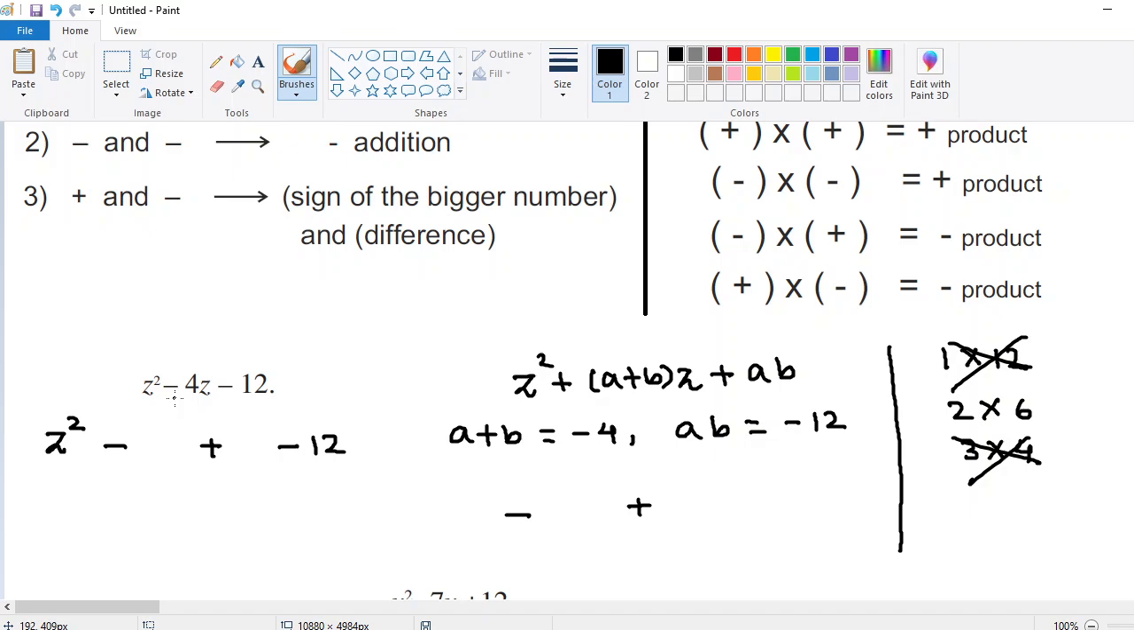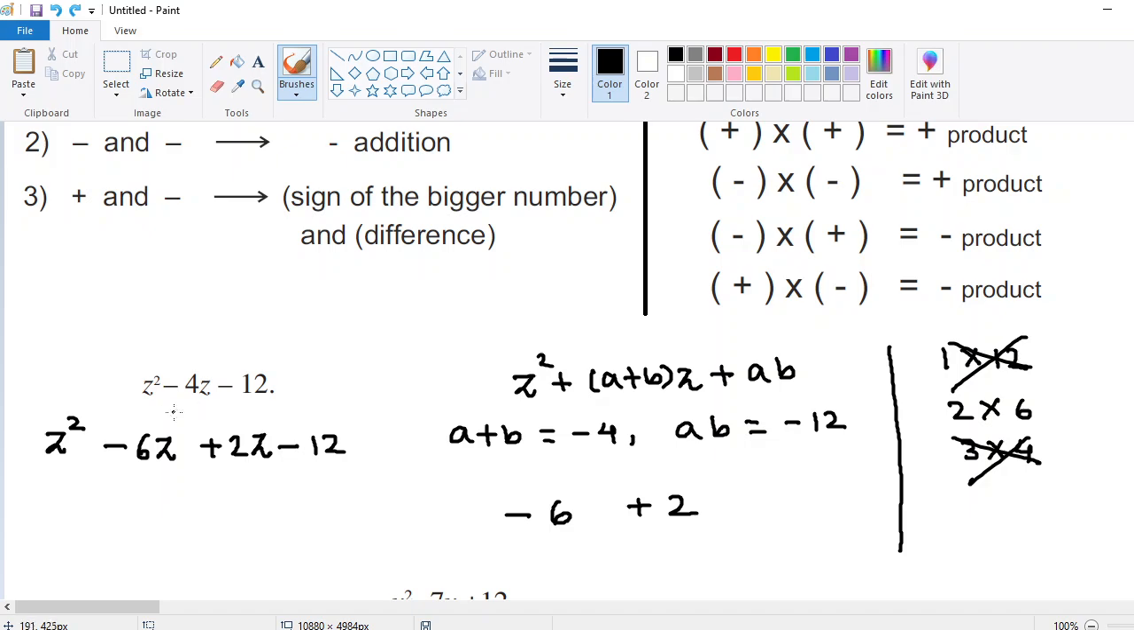This middle term is negative, so your bigger number will get the sign of that middle term. Which one is bigger in 2 and 6? 6 is bigger. So 6 will be negative and 2 is positive. Now we will write here 6z minus 6z plus 2z. Observe that if we are going to simplify this, signs are different, then sign of the bigger number and the difference. Difference is 4 and the bigger number is negative, so the answer is minus 4.